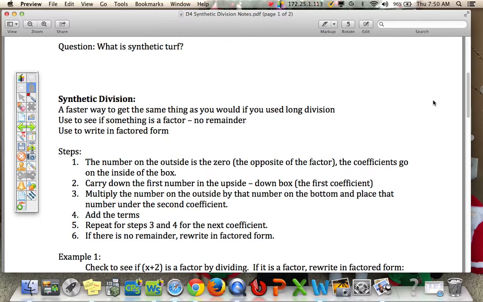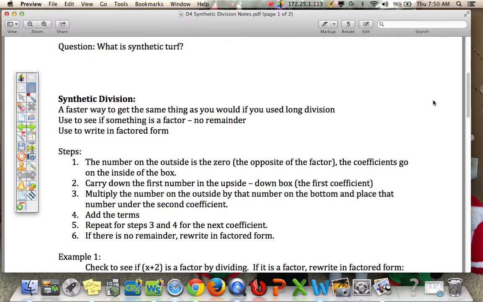You can use it to see if something is a factor of a polynomial by showing there's no remainder. And you can use it to write a polynomial in factored form. So that is why we do synthetic division. It's faster. You can see if it's a factor. You can use it to write the factored form of a polynomial.